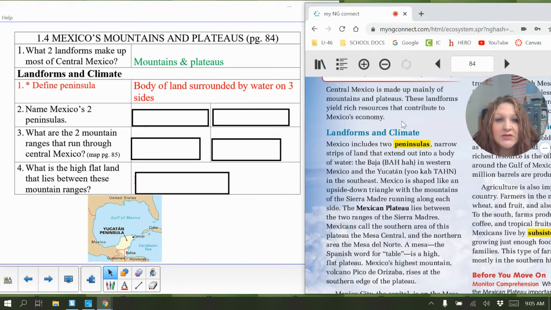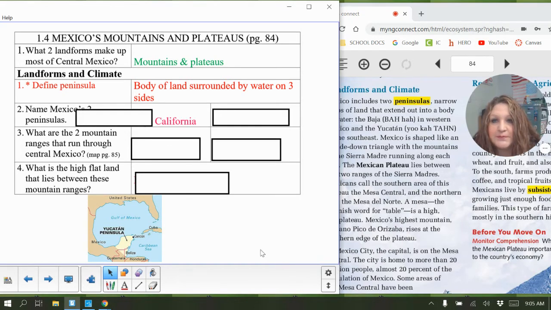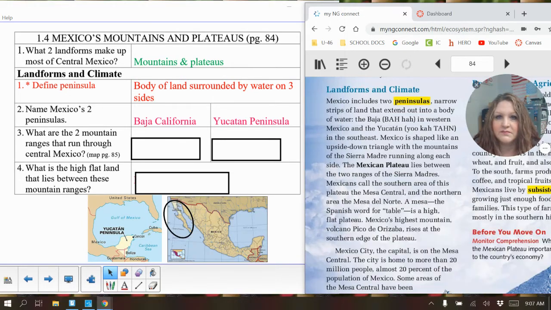So two of Mexico's peninsulas: we have the Baja, it's actually called the Baja California, and we have the Yucatan, which I have here in that image. So the Baja California Peninsula and the Yucatan Peninsula. And now I have another image down here of the Baja California Peninsula there on Mexico as well.